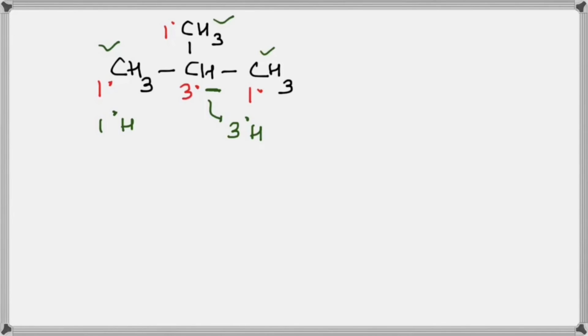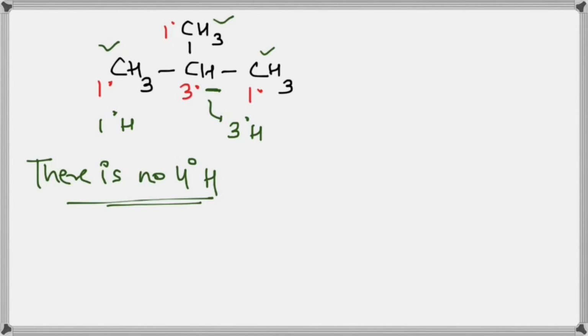Now note that there is no 4 degree H, because a carbon atom which is of 4 degree has already 4 bonds formed, so it will not contain any hydrogen atoms.